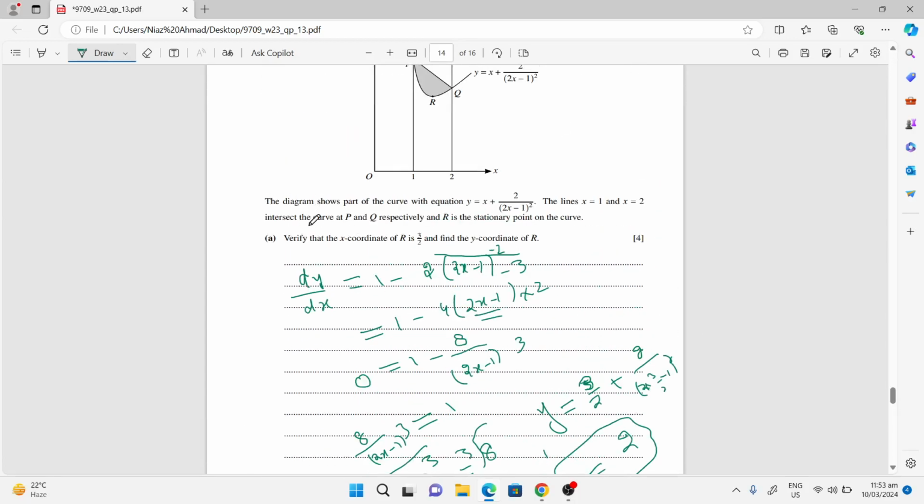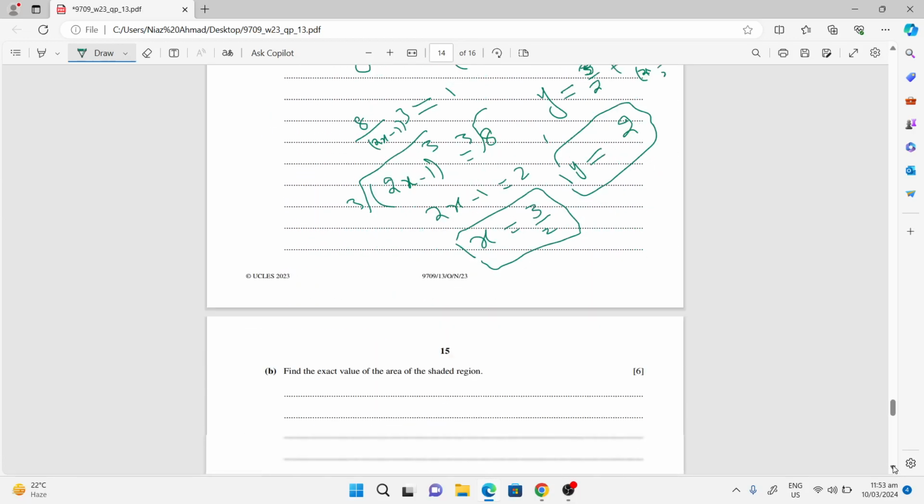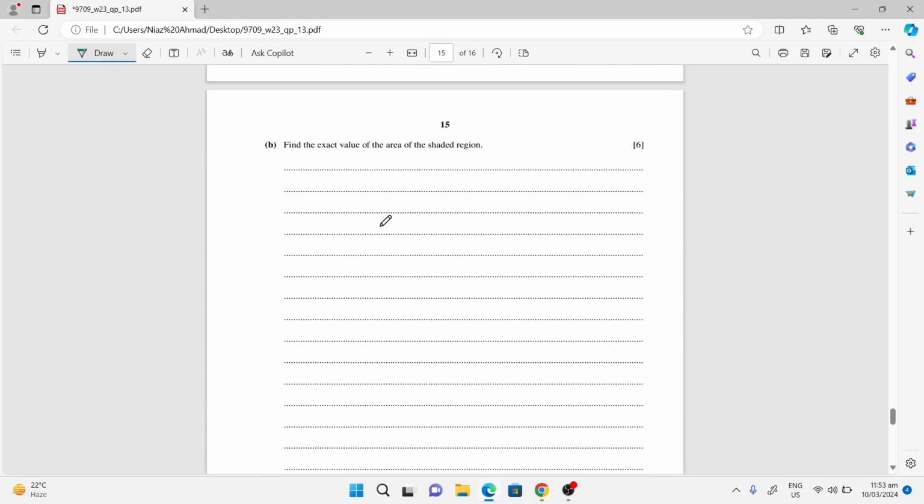It was told in the question that you need to verify that the x coordinate of capital R is 3 by 2 and find the y coordinate of R as well. So the next part is to find the exact value of the shaded region, and it is a 6-mark question. So part B, where two values of x are given.